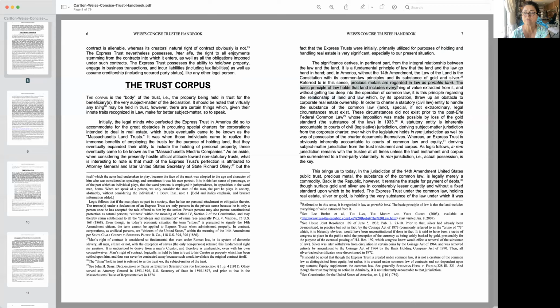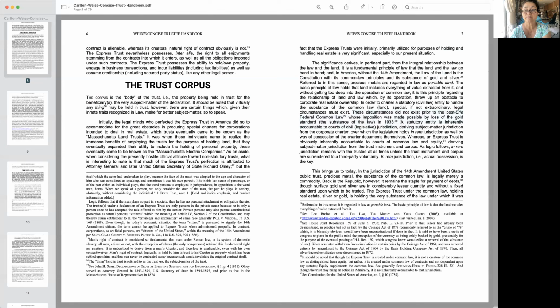Precious metals are regarded in law as portable land. These circumstances did not exist prior to the post-Erie federal common law, whose imposition was made possible by loss of the gold standard, the substance of the law, in 1933. A statutory entity is inherently accountable.